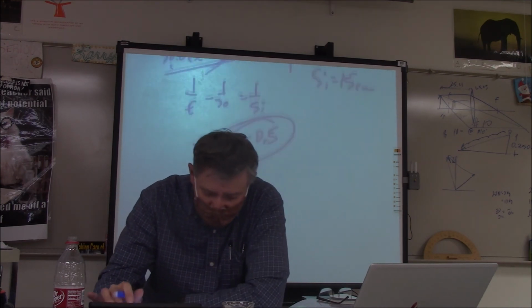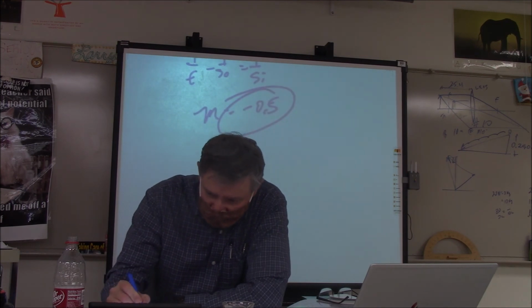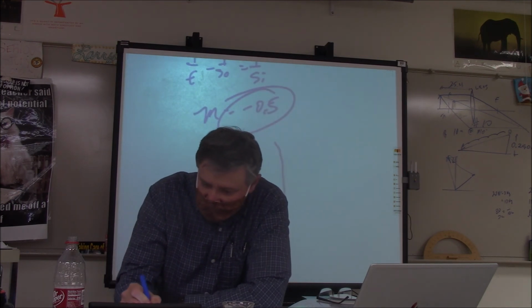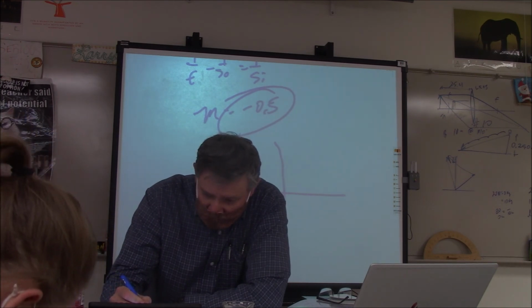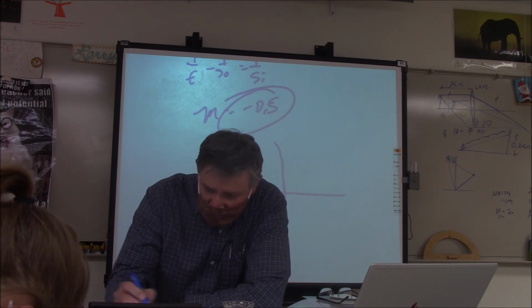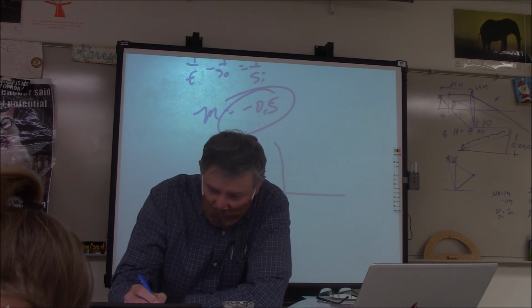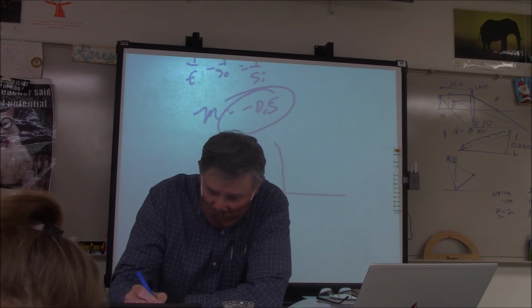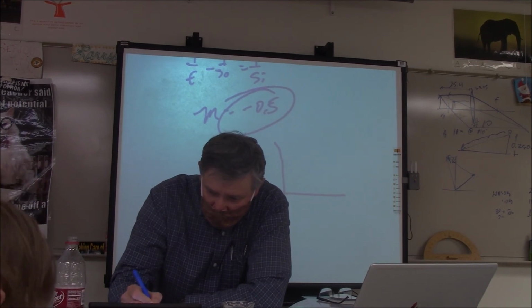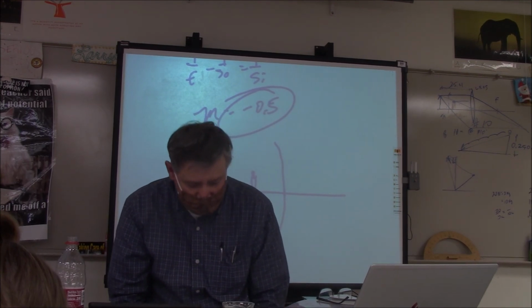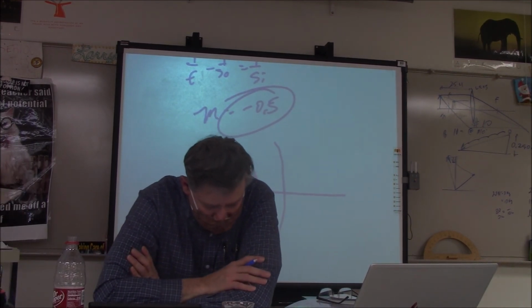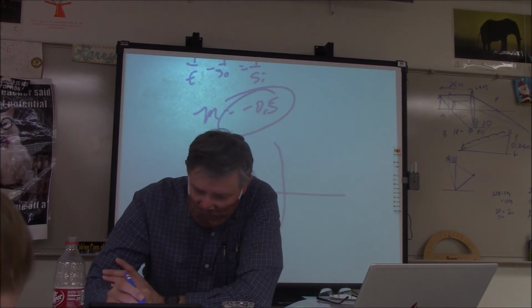Now, what if we did this? What if we reversed it? What if we took the same mirror, but we put the object at 15 centimeters, and it had a focal length of 30 centimeters. Now go. No, that's 10 centimeters, my bad.